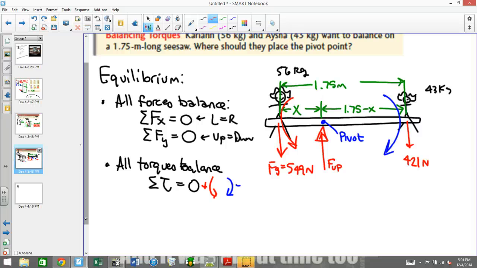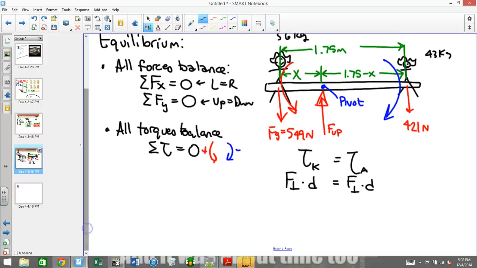So the torque of Carrie Ann has to equal the torque of Aisha. So it's just the force perpendicular times the distance, force perpendicular times the distance, and you fill in all your numbers. The force perpendicular of Carrie Ann is 549 times her distance. Her distance is x. Aisha is 421 times her distance, 1.75 minus x.